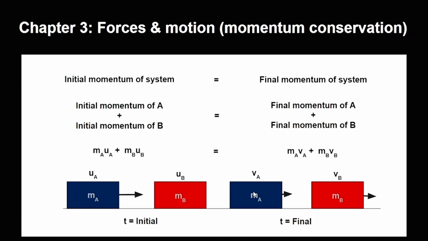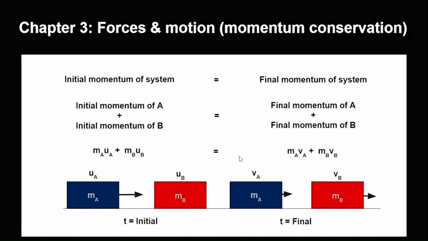But in the final system, both A and B have a velocity. So the gain in velocity by B must equal the loss in velocity by A, so that the total momentum of the system at the initial stage and at the final stage is equal. That is essentially what the conservation of momentum says.